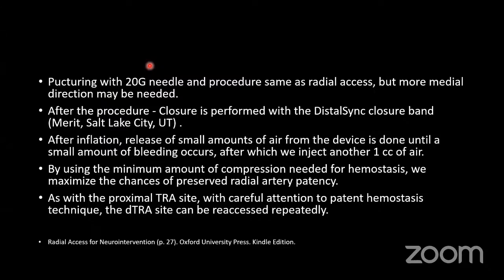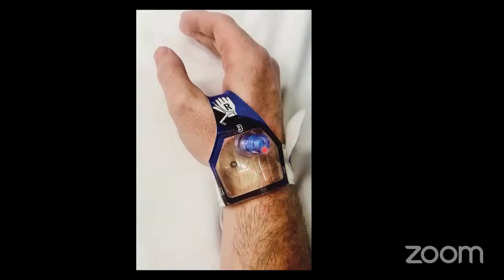And the direction will be more medial while puncturing, and we can make use of a distal hemostasis closure band after the puncture, and the compression needed for hemostasis is minimum. Yes, this is the hemostatic band used for the anatomical snuffbox. How it is applied is we will inflate till the blood is not coming out. Then we will deflate, and we will see some oozing of blood. Then we will once again inject a very little amount.